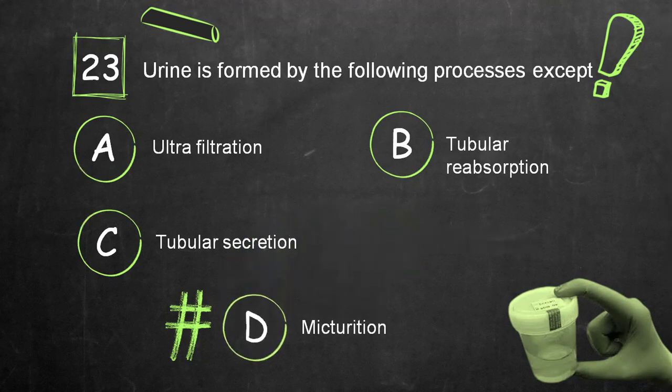Micturition is the action of urinating. That is the process of urination. So if you see urine formation, urine formation is done by ultrafiltration, tubular reabsorption, and tubular secretion.